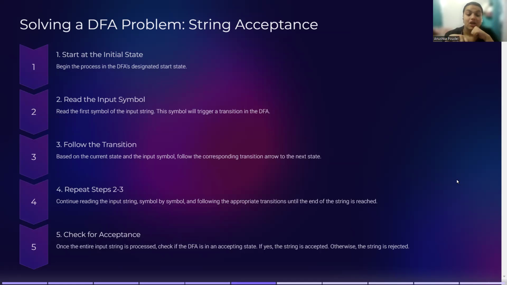Check for acceptance. Once the entire input string is processed, check if the DFA has reached an accepting state. If it has, the string is accepted and considered valid. Otherwise, the string is rejected.